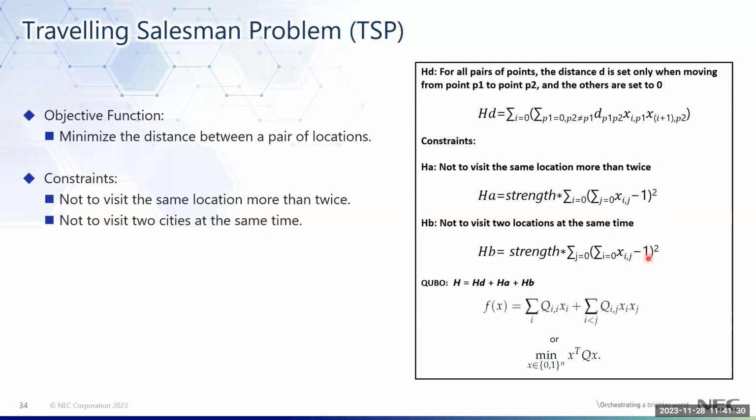And the square. Finally, the QUBO would be a summation of all these Hamiltonians, and it would be in the form of the Ising form. The question is, why is it more than twice?